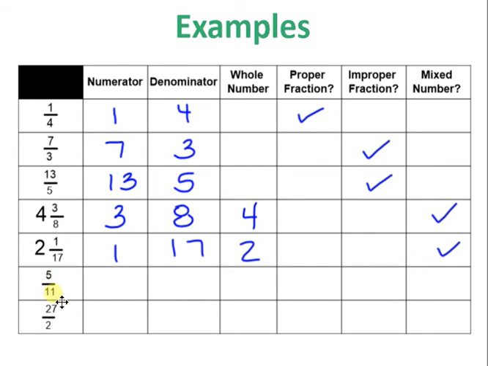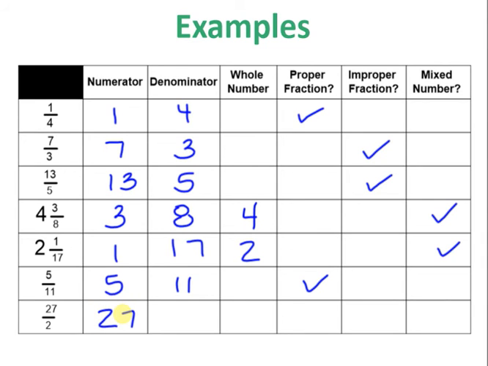Over here I have 5 over 11. So 5 is my numerator, 11 on the bottom is my denominator. I do not have a whole number. The 5 is smaller than the 11, so it is a proper fraction, which means it's going to be less than 1 whole. Over here I have 27 over 2.